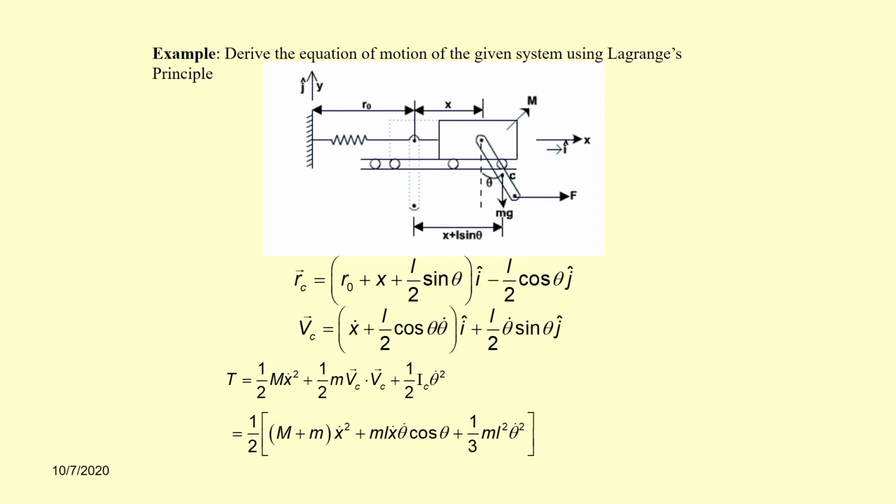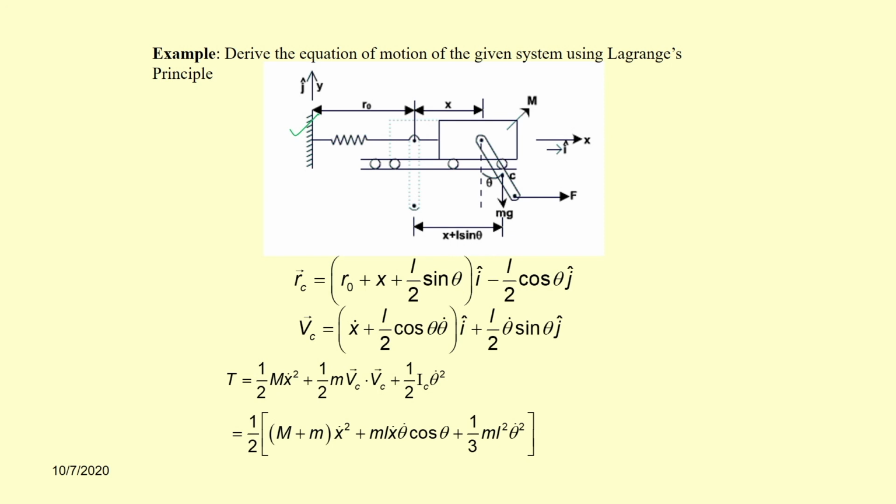To solve this type of problem, you first write the position by using the position vector. Here we have fixed the physical coordinate system about this axis, about the y axis. So we can write the position vector. After writing the position vector, we can write down the velocity term. After writing velocity, we can find the kinetic energy and potential energy, and then we can find the equation of motion.